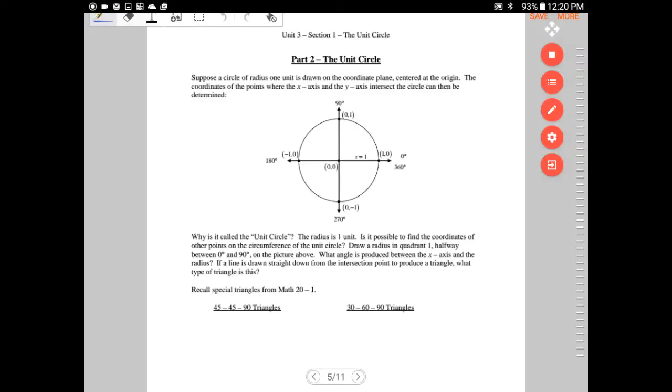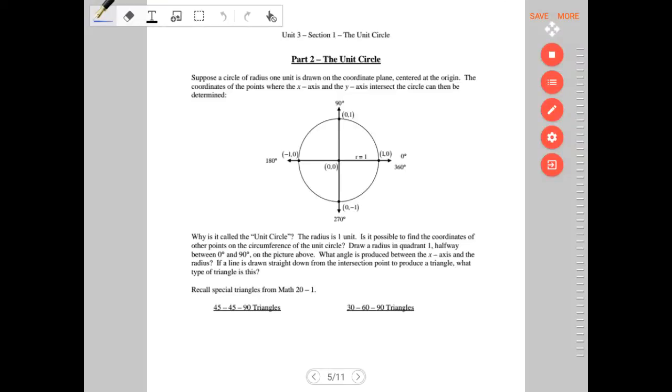Welcome to part 2, the unit circle. Suppose a circle of radius 1 unit is drawn on the coordinate plane, centered at the origin. The coordinates of the points where the x-axis and the y-axis intersect the circle can then be determined. So, if you take a look at the picture here, you can see that if the radius is 1, then where the circle intersects the coordinate plane has coordinates of 1, 0 here.